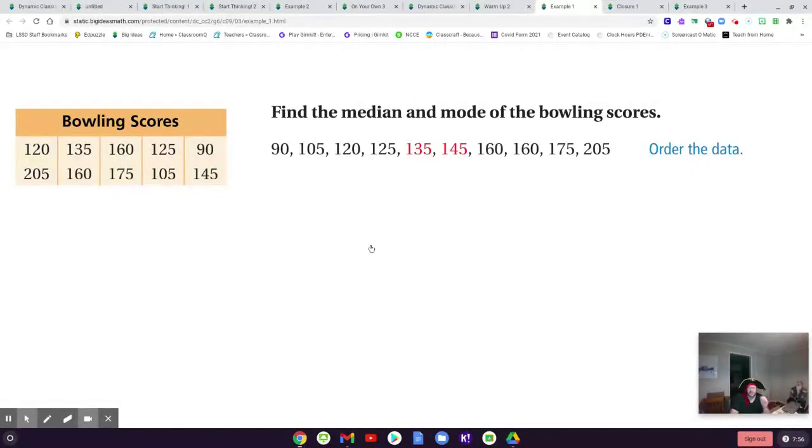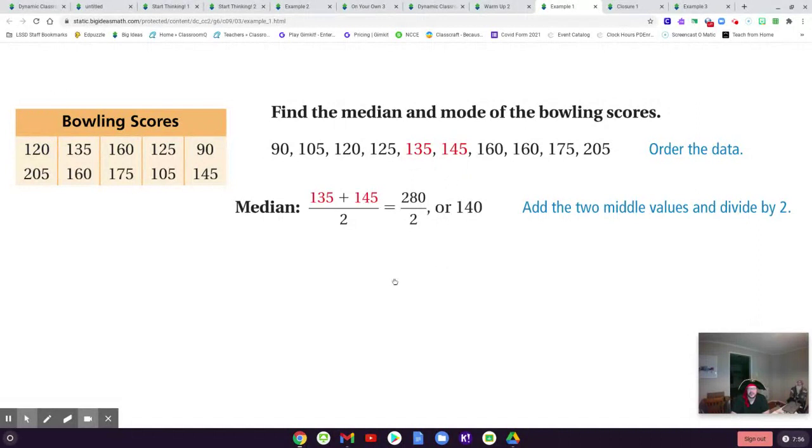So again, very important to put them in order. So you put them in order, and you'll find out that 135 and 145 are both in the middle. So you have to find out what's in the middle of those. So you can add these 2 numbers together and divide by 2, and you will find out that 140 is the median. Okay, so that's the number in the middle of our bowling scores after they're put in order.